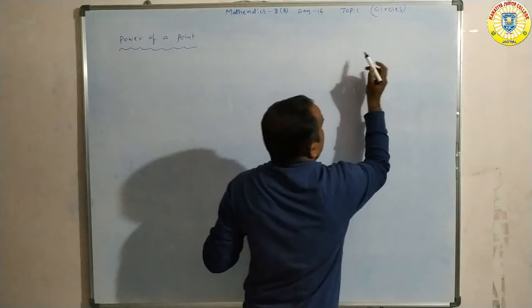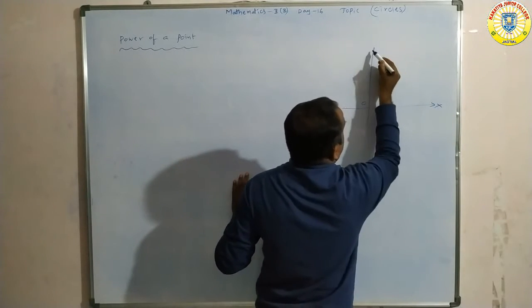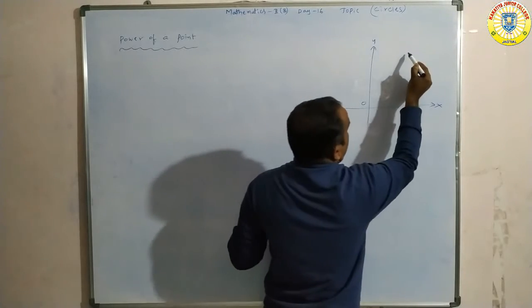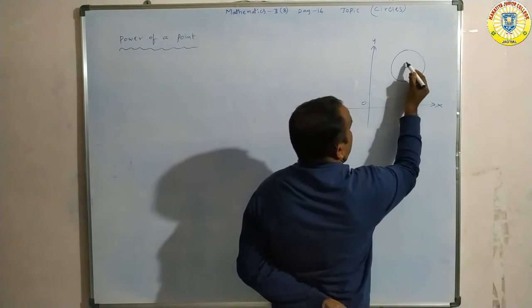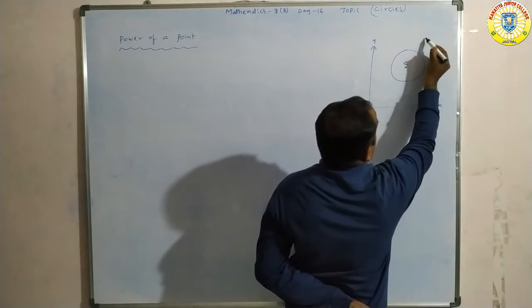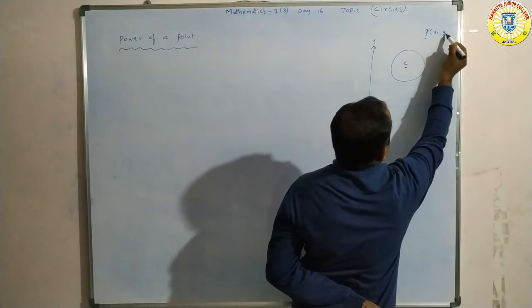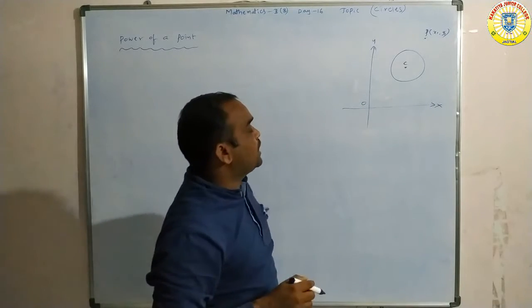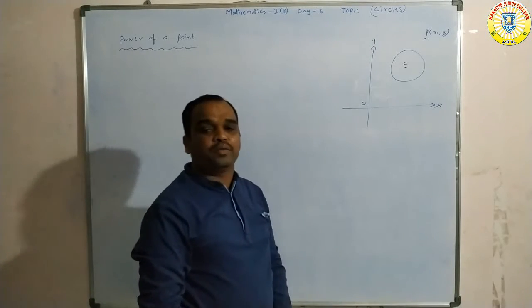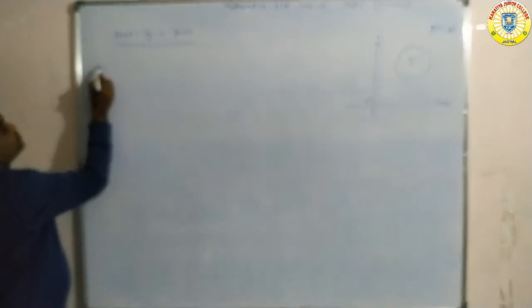Suppose this is the coordinate system, this is the origin, this is the x-axis, this is the y-axis. In this coordinate system we are taking one circle with this center. Suppose in this coordinate plane we are taking the point P of x1 comma y1. With respect to the circle we are finding the power of the point P.